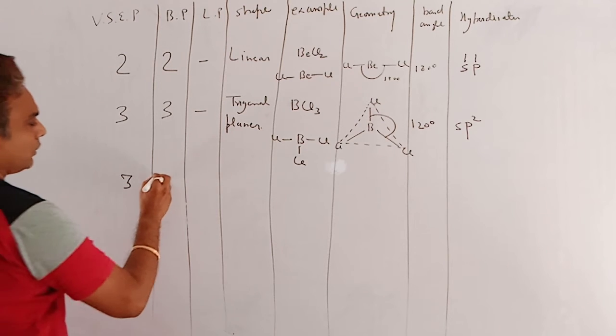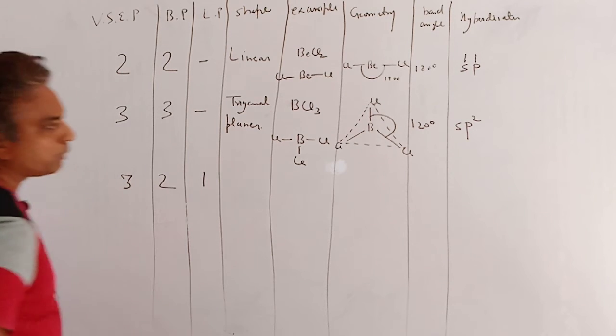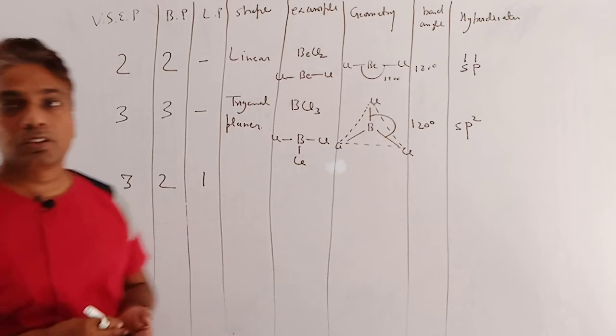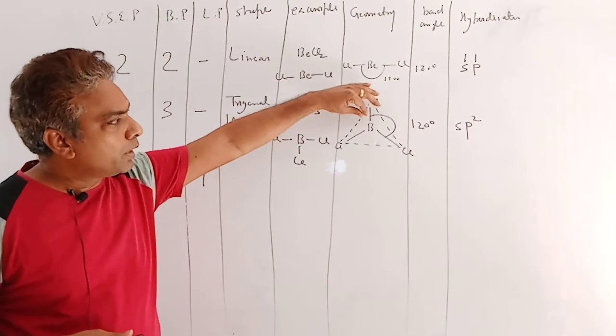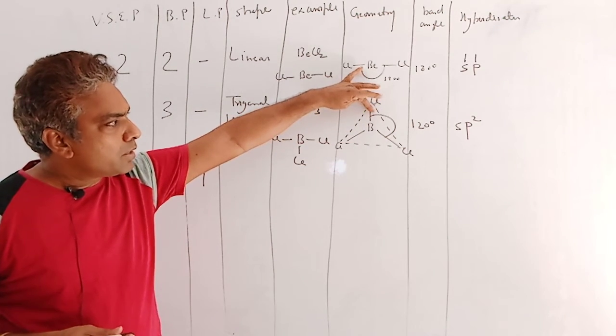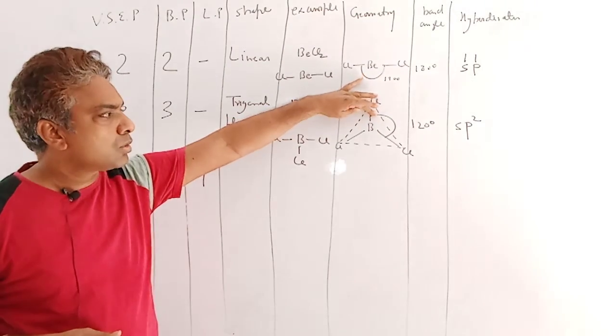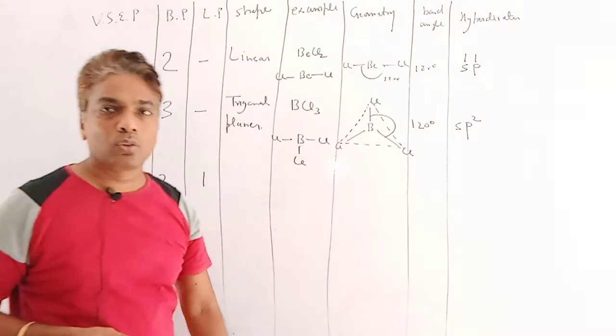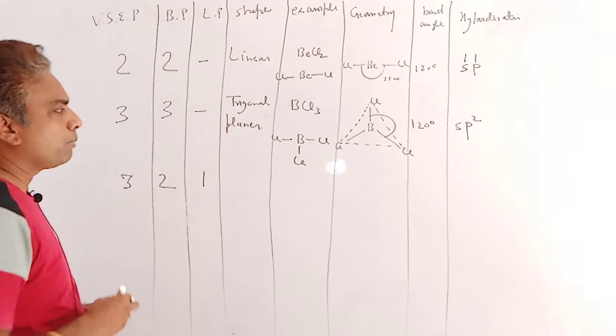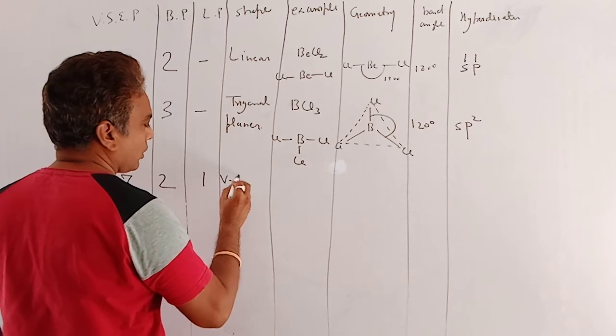In the second case, 3 VSEP in which 2 are bond pairs, 1 is a lone pair. If we have 1 lone pair, the lone pair replaces 1 bond pair from the trigonal planar structure. So the molecule is converted into V shape or bent shape. So here the molecule is V shaped.